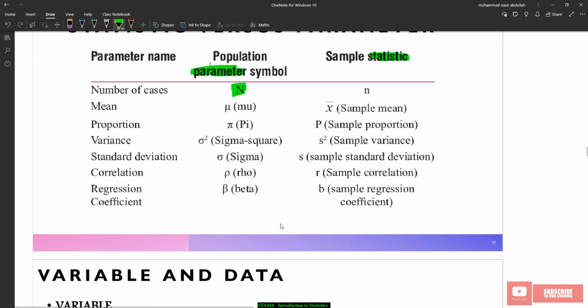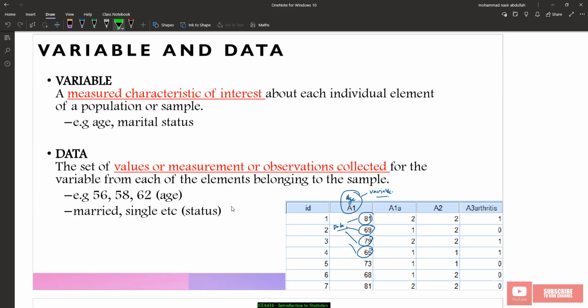Right. So now, another term in statistics. I have already introduced to you what is a variable, what is data. Again, I am trying to emphasize to you, variable is the measured characteristic of interest, while the data is the value or measurement or observation collected for the variable.